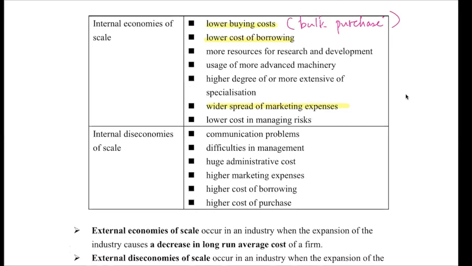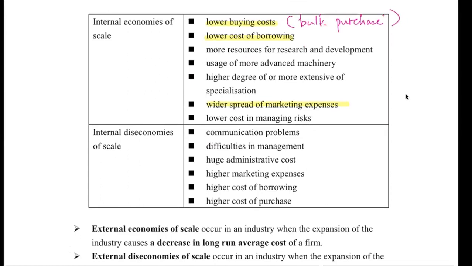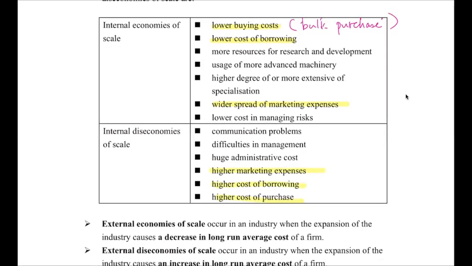And for diseconomies of scale, you may just find the opposites. Higher marketing expenses. You will find it quite contradictory: both of them are talking about expanding the market, but when we reach a certain level, it is so hard to find potential buyers because we already involve so many people. Just find the opposite side: higher cost of borrowing and higher cost of purchase. Use the opposites of the three elements we picked for economies of scale.